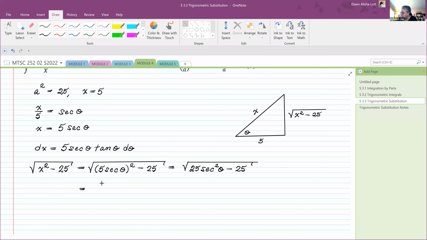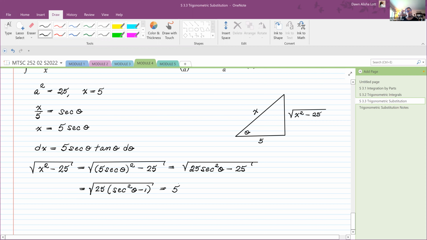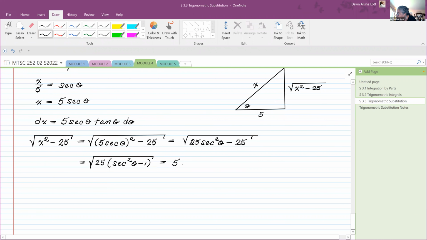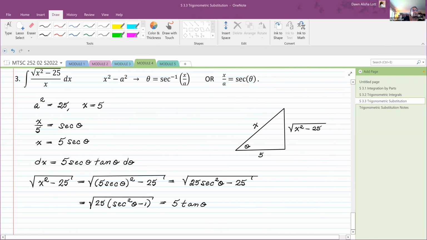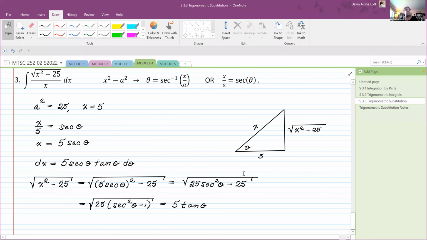It's not too bad. We can factor out the 25 and get secant squared theta minus 1. Okay, so now we're done. The square root of 25 is 5. And then secant squared minus 1 is tangent squared, and then the square root of tangent squared is tangent. Okay, so we're all done. So now we can put everything in.